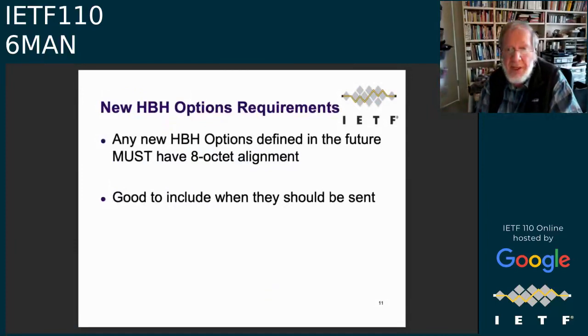And of course, any new hop-by-hop options defined must have 8 octet alignment. It's probably also good to include when they should be sent. Do they need to be in all packets? Can they be in occasional packets? Using the path MTU option as an example, those are particularly not intended to be in all packets, because they only want to be in the short packets, not in the long packets, otherwise they won't do what you want them to get through the network end to end. So I think this needs to be specified in any future hop-by-hop options. Next slide.